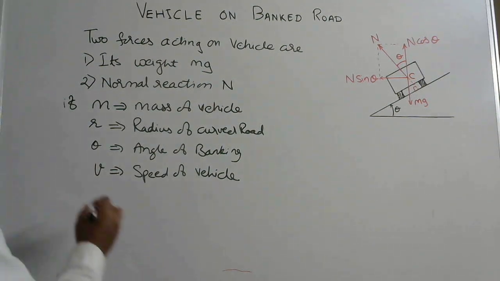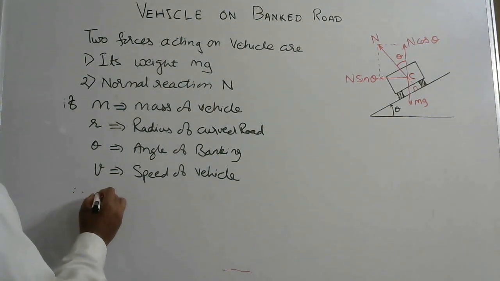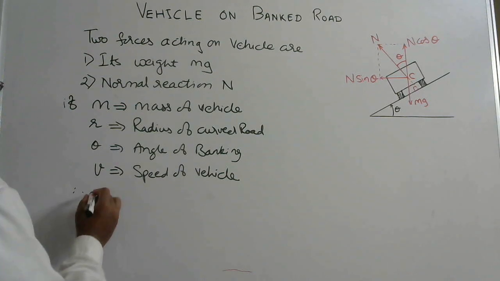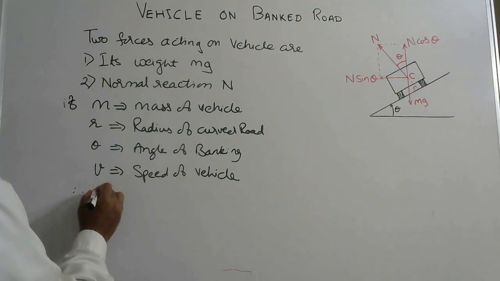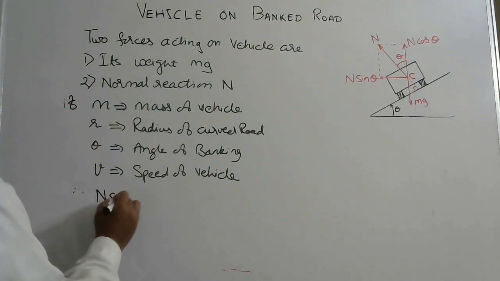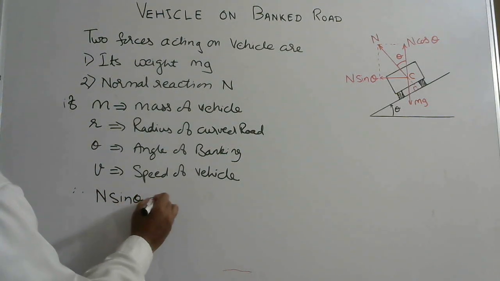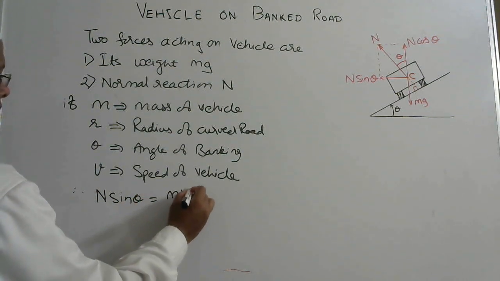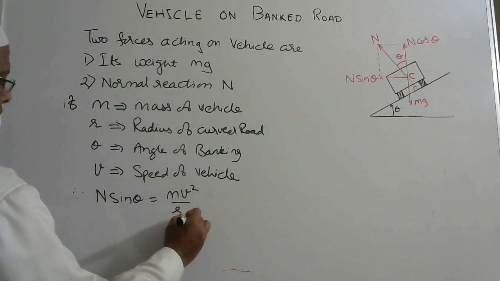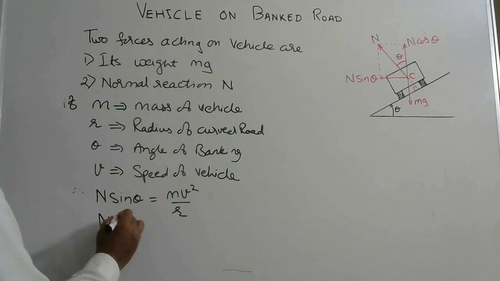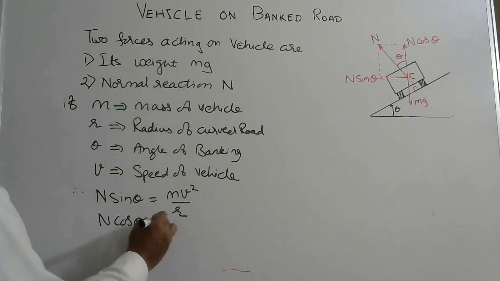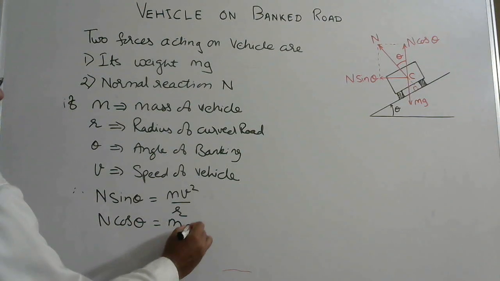then this centripetal force is balanced by N sin theta. So N sin theta equals m v square upon r, and N cos theta equals m into g.